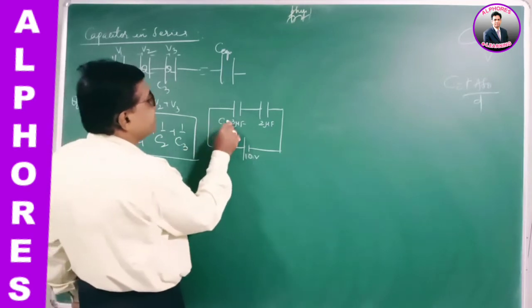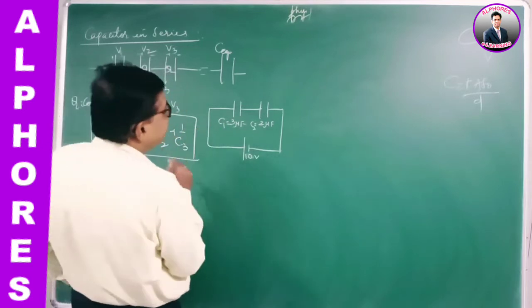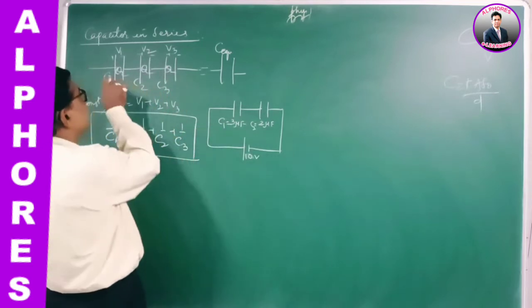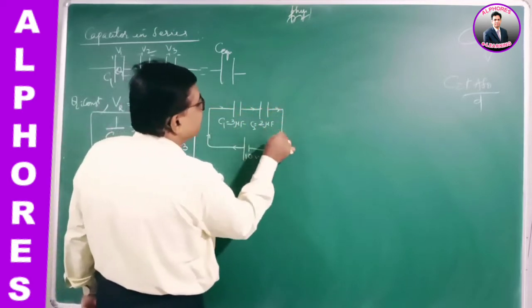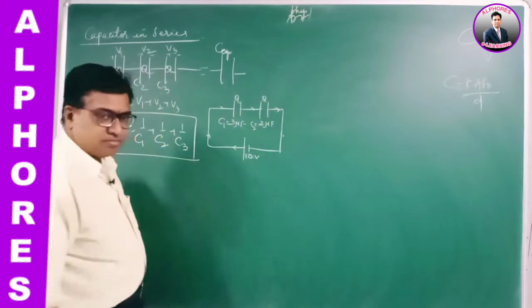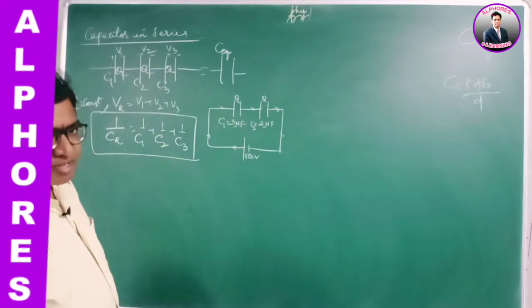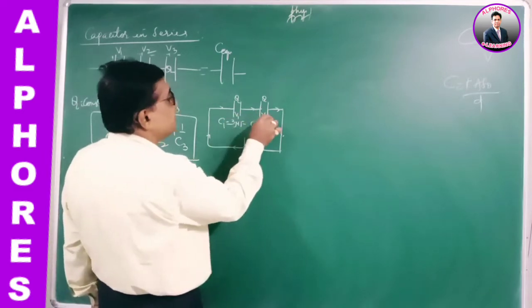Then what is the resultant capacity of this combination? So C1 is 3 and C2 is 2. So they are in series. So in series the charge is constant. So the charge through this capacitor is same as the charge through this capacitor. The charge in them is same. But the potentials are different. In this one the potential is V1, the potential is V2.